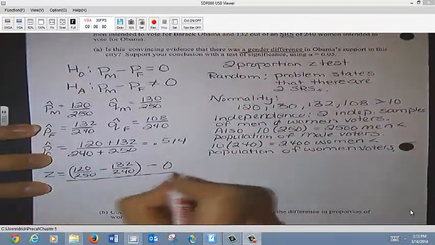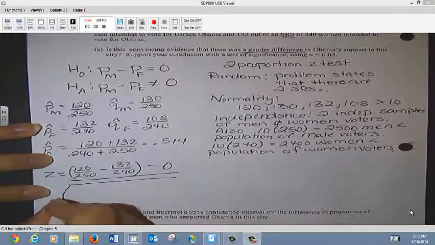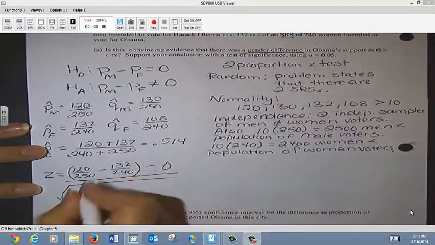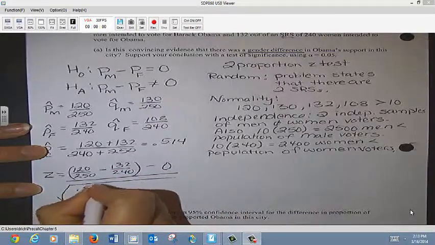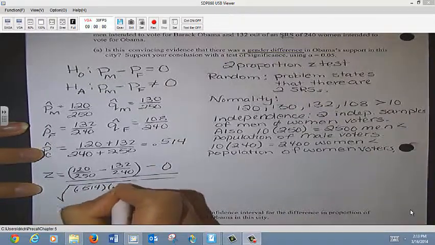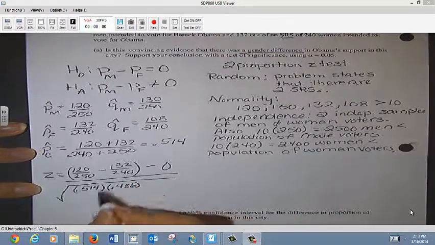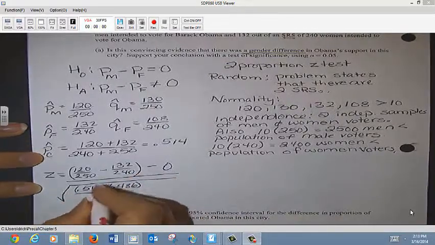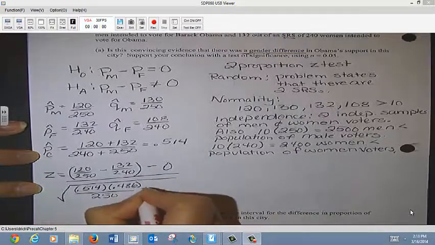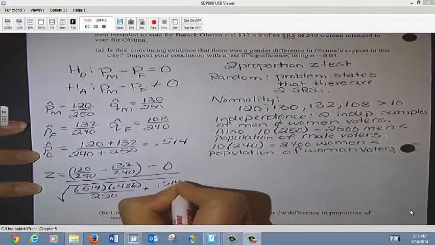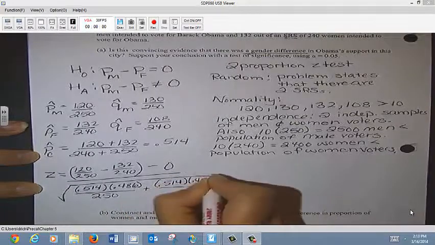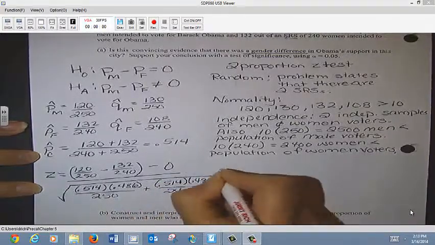And remember, we're going to use our pooled proportion here, which is 0.514, our combined proportion. If we subtract from 1, we'll get 0.486 for our q-hat C, over the total number of males, 250, plus the same thing, 0.514 times 0.486 over the number of women, 240. Now you can do this all on your calculator under two-proportion z-test as well.